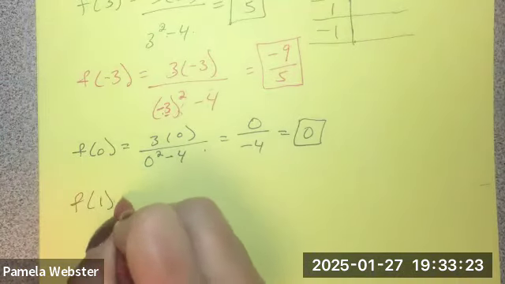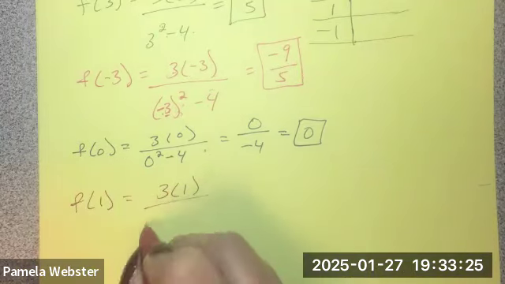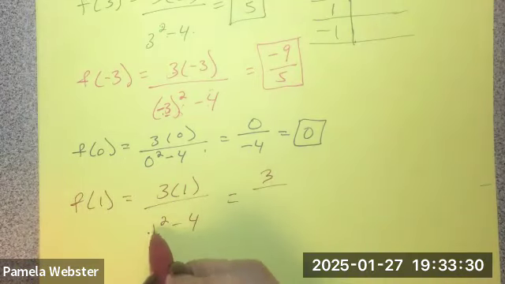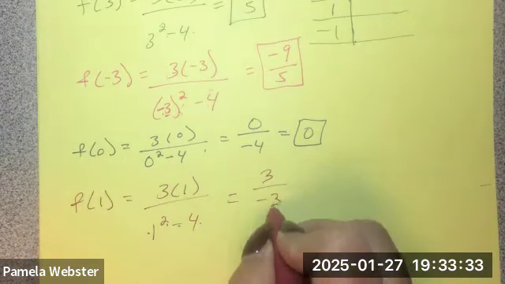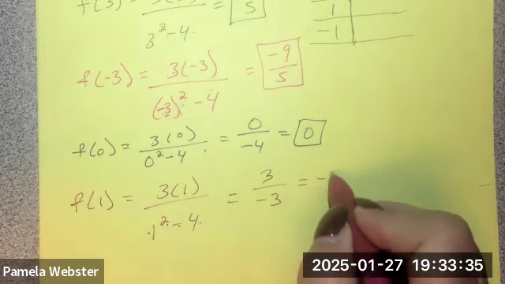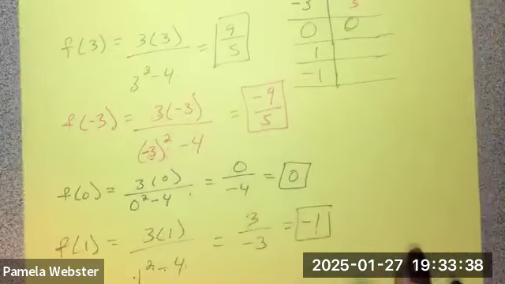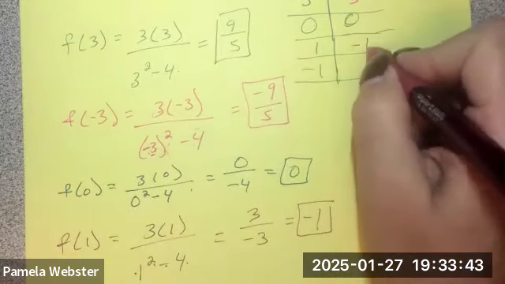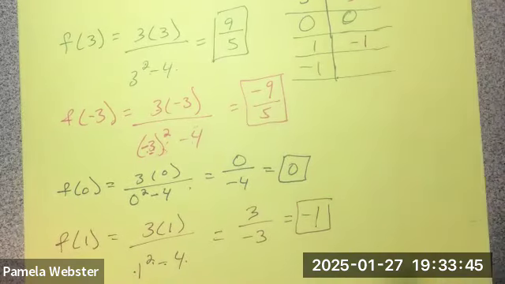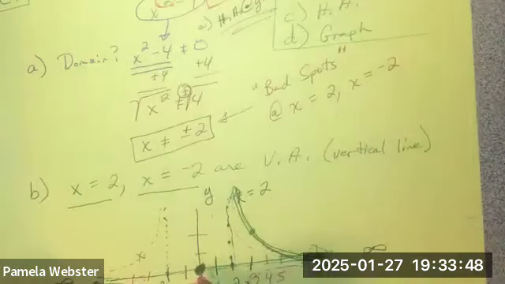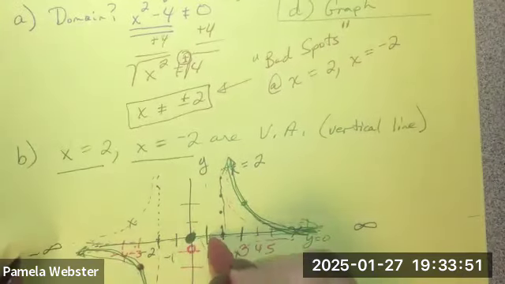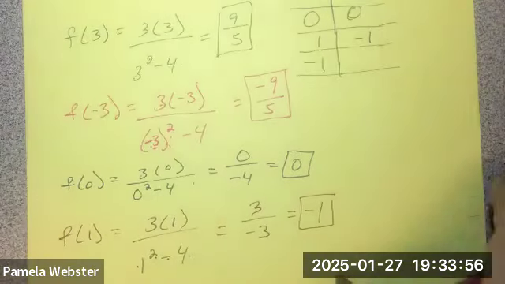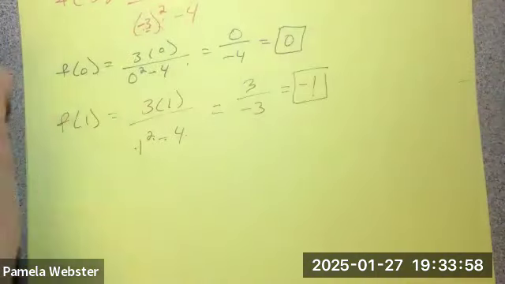F of 1 equals 3 times 1, over 1 squared minus 4, 3 on the top. 1 squared minus 4 is -3. Again, I really only care that this is negative. Okay, so I put in a +1, I got out a -1. And then because the horizontal asymptote is here, that tells me I put in a +1, I've got a -1 down here. That's a point. And let's do the -1 guy real fast.